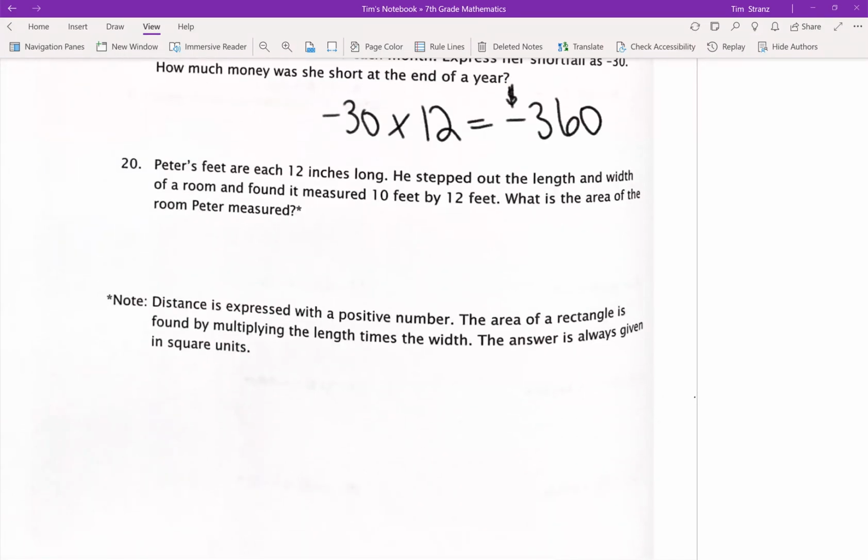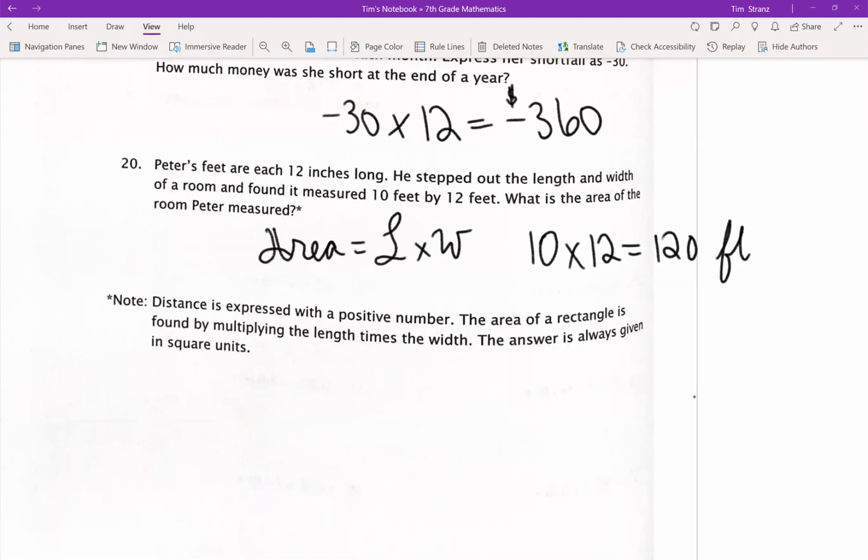Okay, number 20. Peter's feet are 12 inches long. He stepped out the length and width of a room and found it measured 10 by 12 feet. What is the area of the room Peter measured? We need to remember length times width is going to be area, right? Area equals your length times your width. So 10 times 12 is 120 feet squared. Area is always squared. And it says distance is expressed with a positive number. The area of a rectangle is found by multiplying the length times the width. The answer is always given in square units.